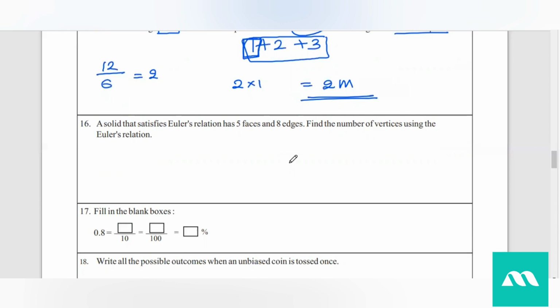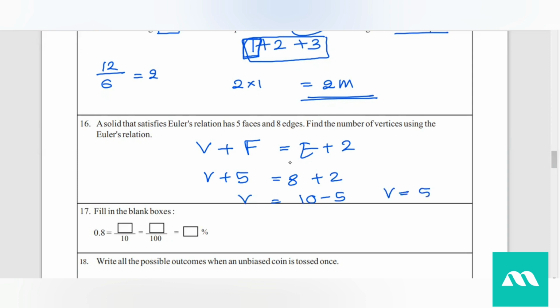Then we know, what is Euler's relationship? Vertices added to faces equals edges added to 2. Okay, now you have to find the vertices. The number of faces given is 5, edges given as 8 plus 2. Then vertices equals 10 subtract 5. Answer is 5. Here what you have to do is remember Euler's relationship.